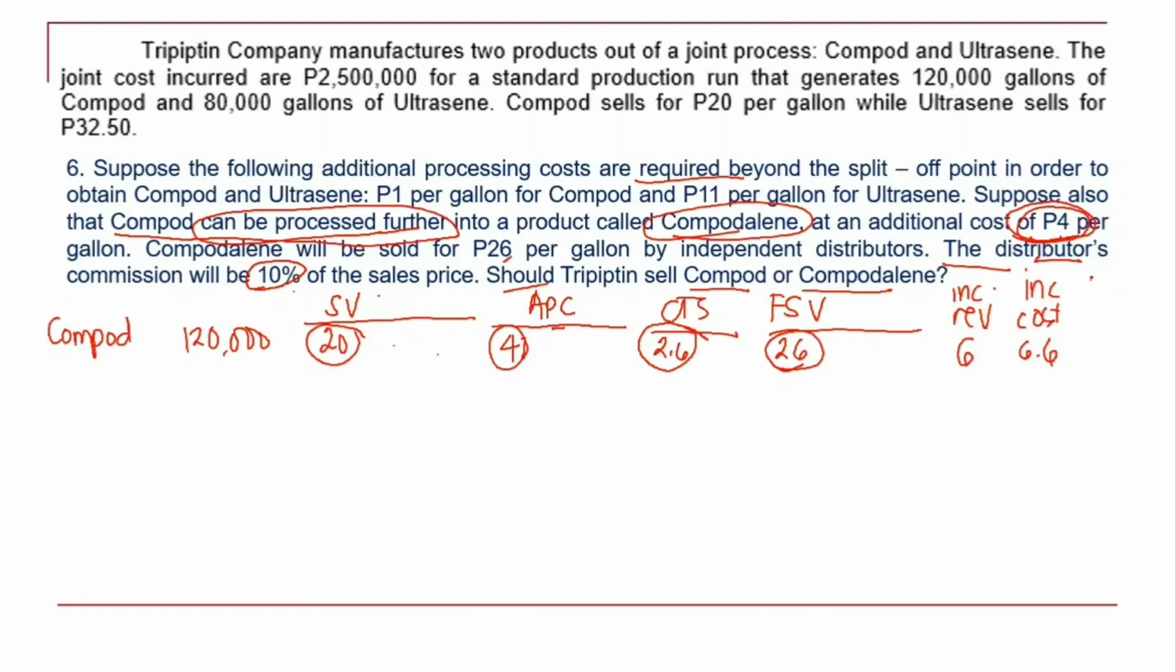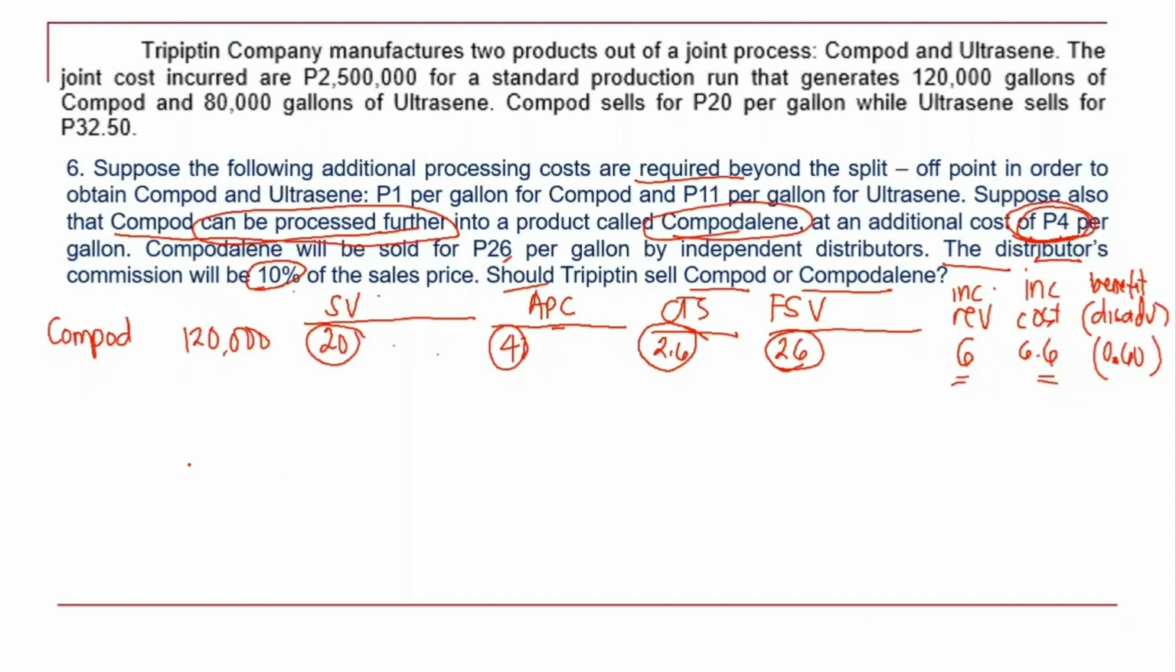Kaya naman, benefit kung positive, disadvantage kung negative. Anong meron tayo? It's a disadvantage na 0.6. Why? Mas malaki pa yung madadagdag na cost kesa sa revenue na madadagdag sa'yo.